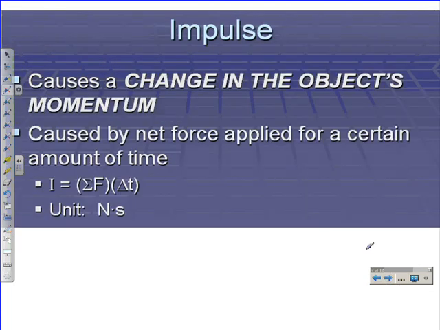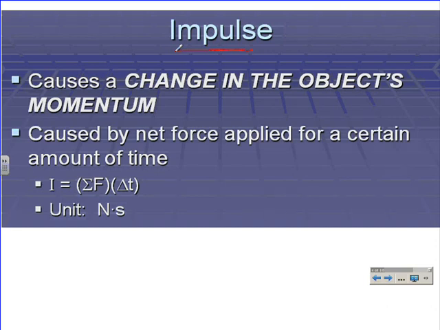So the impulse momentum equation relates those three things. The first thing that it brings in is this thing called impulse. Notice, impulse causes a change in the object's momentum. Notice, change in the object's momentum is in capitals, it's bold, it's italicized, and now, through the miracle of modern technology, it is also highlighted. Okay?